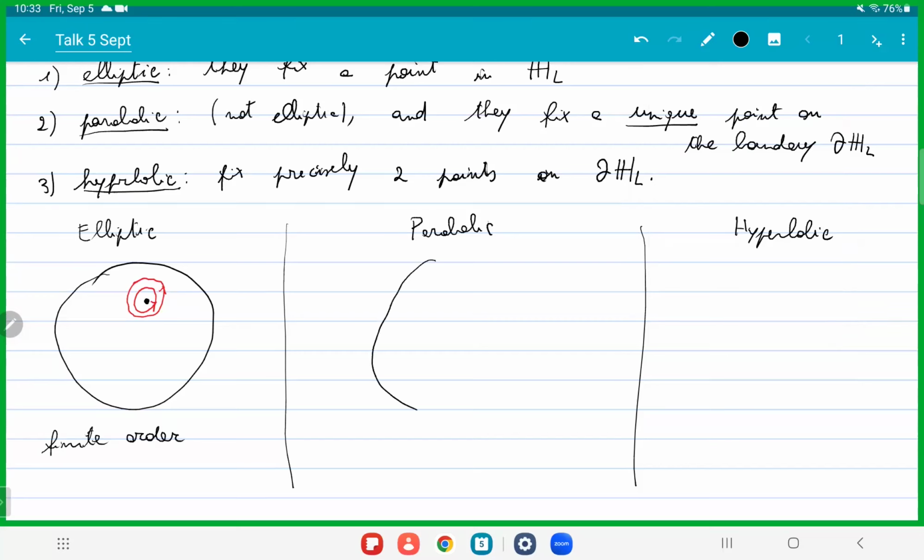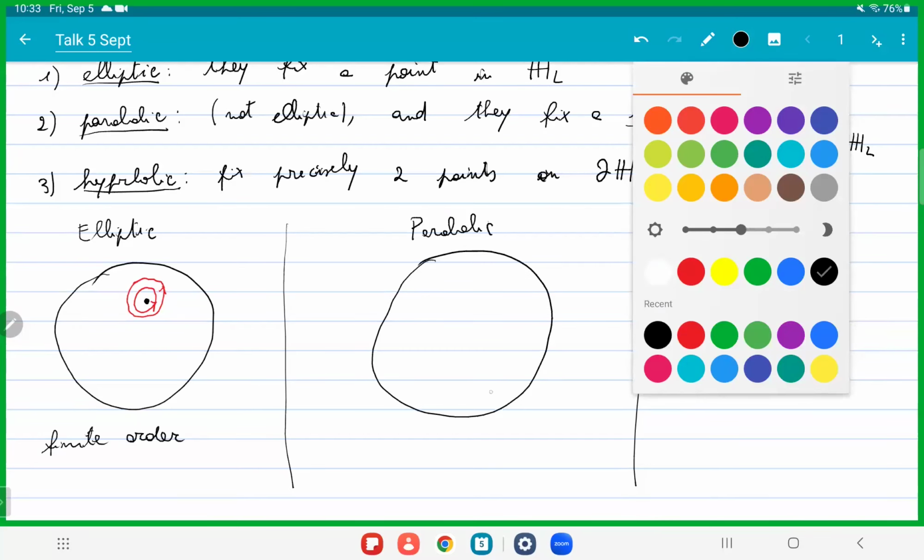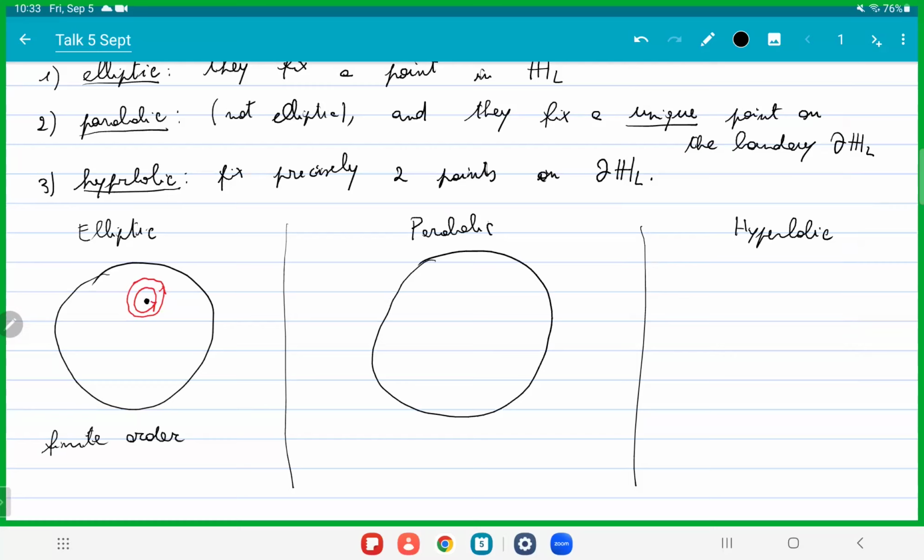And then we have the parabolic ones. First of all, parabolic ones are not elliptic, so they have infinite order, but by definition, they fix a unique point on the boundary. So let's say they fix this point. How do the flow lines look around this point? They look like what we call horospheres, something like this. And in this case, the order is infinite.